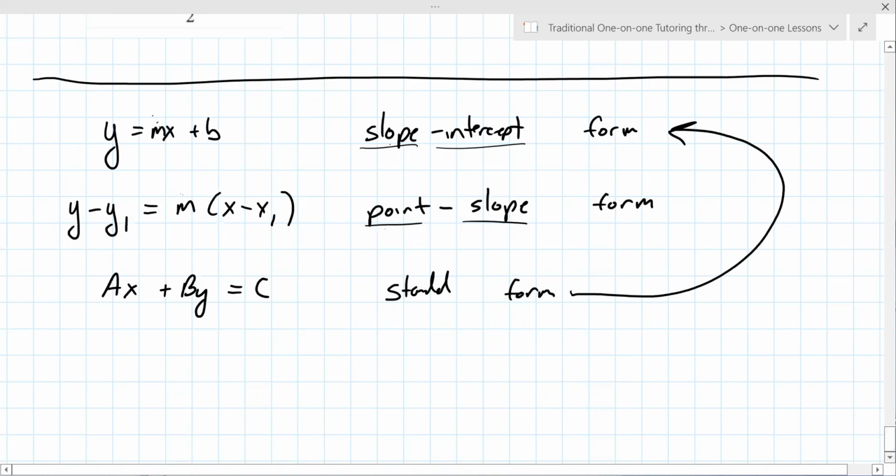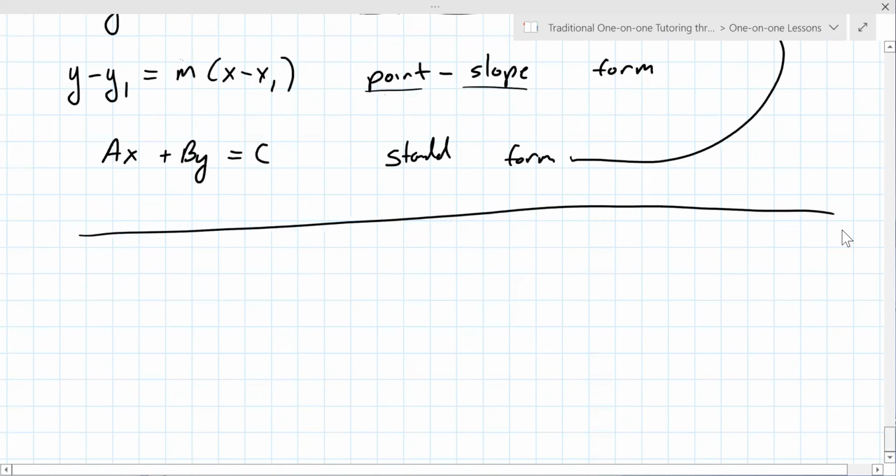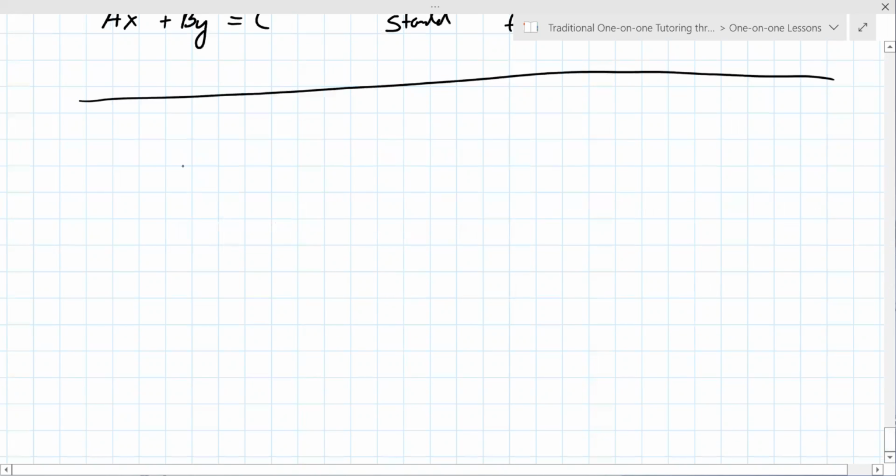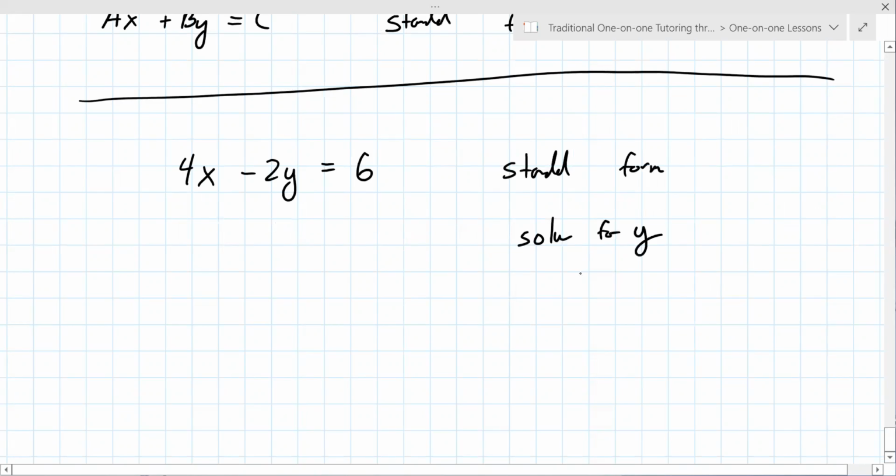Okay. So let me show you that here. Actually, we already did that in the previous round. We'll do it again. 4x minus 2y equals 6. Okay. So this is in standard form. Do you agree with that? Yes. Okay. We're going to solve for y to put it into slope intercept form.